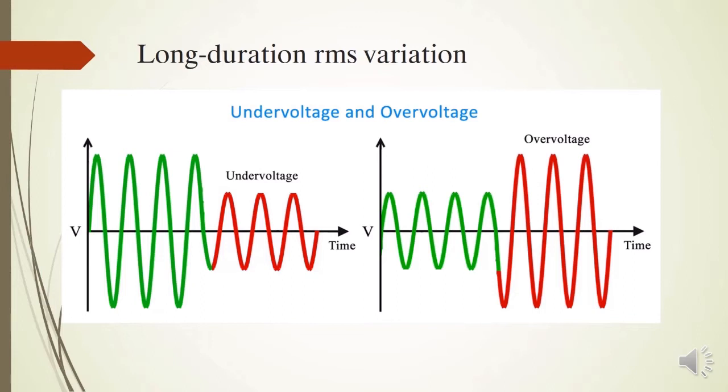It is commonly caused because of the load switching or capacitor bank switch off. The over voltage, on the other hand, is the increase in RMS AC voltage which is greater than 1.1 per unit for a duration of more than 1 minute. It is also caused because of the load switching or the capacitor bank switch on.